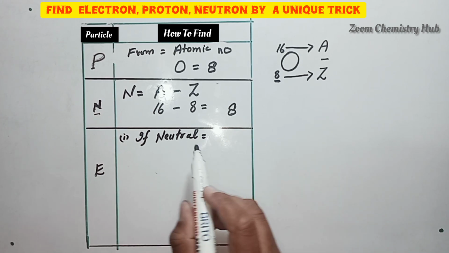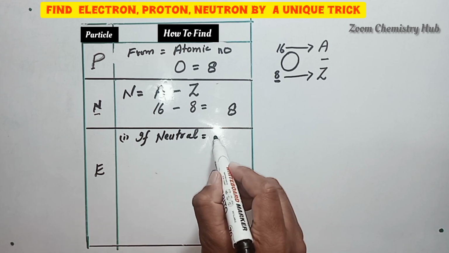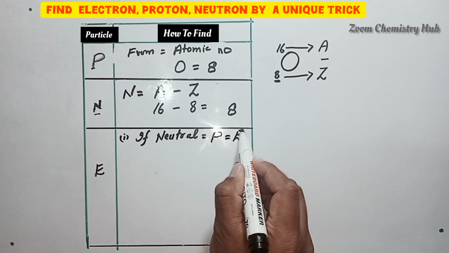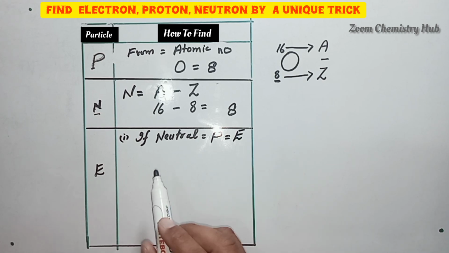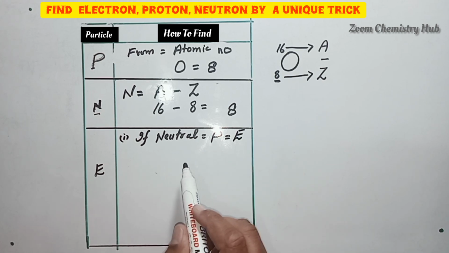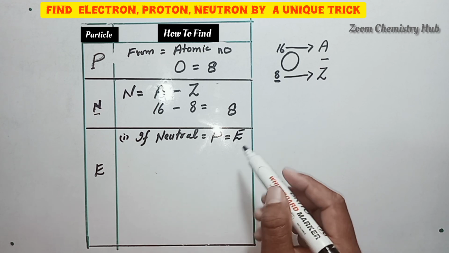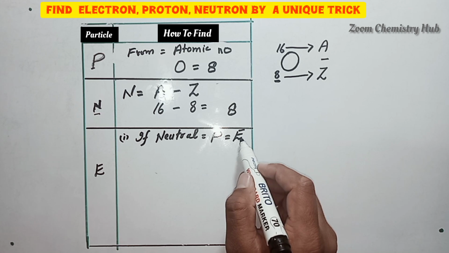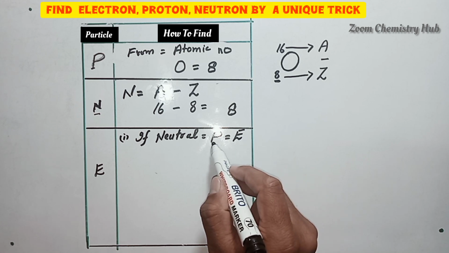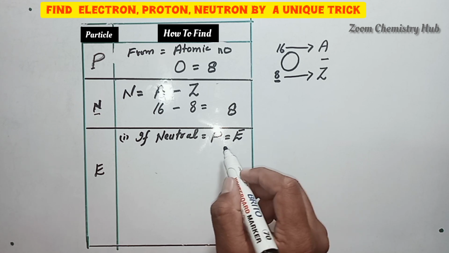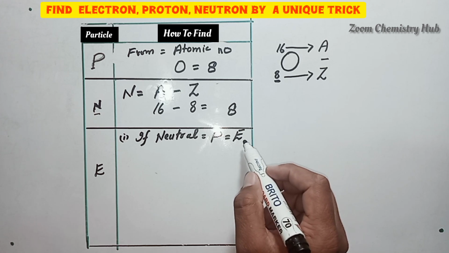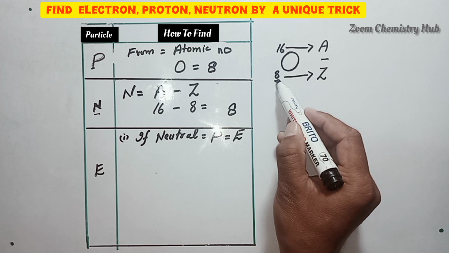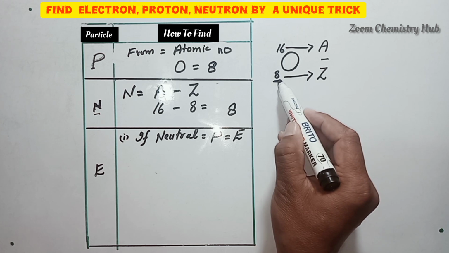then the number of proton is always equal to the number of electron. If the atom is in neutral state, then the proton is equal to the number of electron, or electron is equal to the number of proton. So indirectly we can find the number of electron from the number of proton. Here you can see the number of proton is 8.